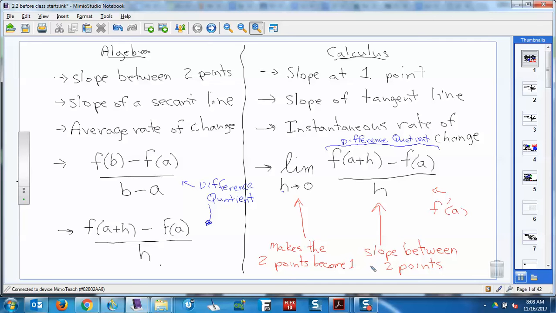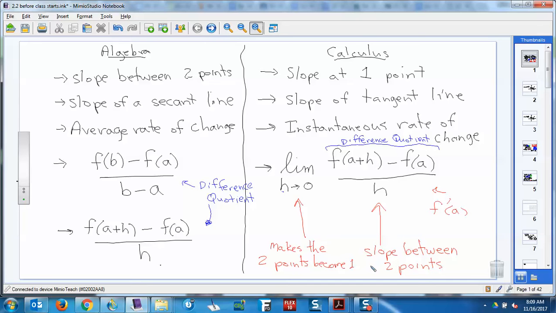Again, the rest of this year, when you hear average rate of change, you think slope between 2 points. The word average in this class doesn't have anything to do with adding up a bunch of stuff and dividing by how many there are. That's not the average we're talking about. It's not like stats class where we're looking for the mean or something like that. We use the term mean as in average, but it doesn't mean the same thing.